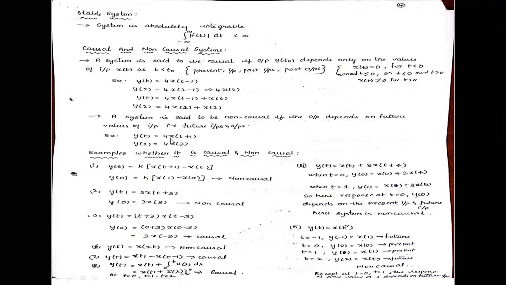Now 4 into x of t plus 1 depends upon the future input, so it is not a causal system, it is a non-causal system. A system is said to be non-causal if the output depends on future values of the input. Now we go for some examples on stable systems and causal and non-causal systems.